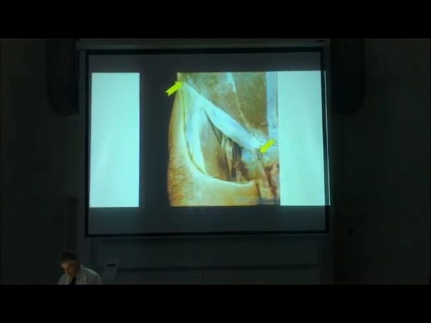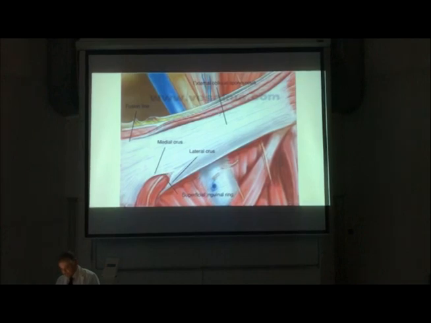These two arrows are pointing at the lower end of the external oblique. You can see the fibers of the internal oblique because the external oblique has been cut. And this is the inguinal ligament. In this drawing, it is showing me that this is the external opening of the inguinal canal. Okay? And of course, this is the inguinal ligament.